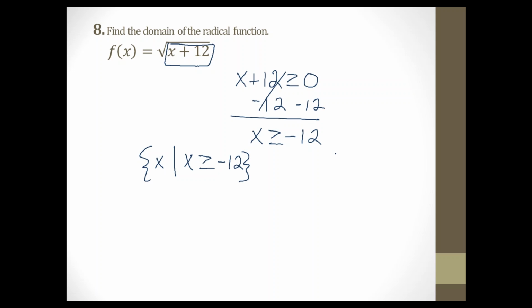Okay? So just remember those two scenarios. You don't want a 0 in the denominator. You want to exclude wherever that happens. And then you don't want a negative under a square root. So set what's under the square root greater than or equal to 0. And whatever your result is, that would be your domain. Okay? Any questions about domain?